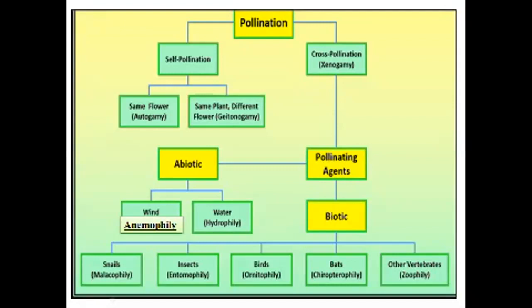Then some pollinating agents are given. Abiotic means non-living and biotic means living. Wind and water are abiotic factors. They are involved in transportation of pollen grains. And biotic factors like snails, birds, insects, or some other vertebrates are also involved.